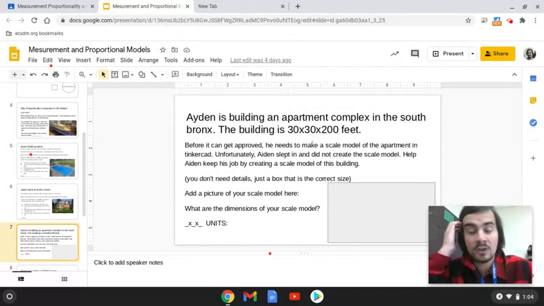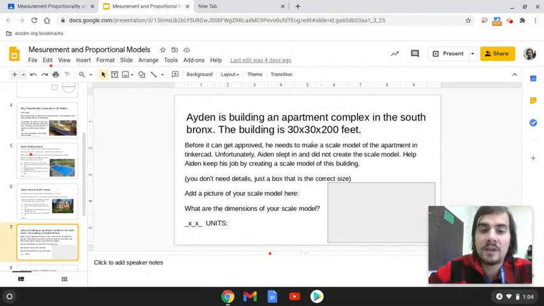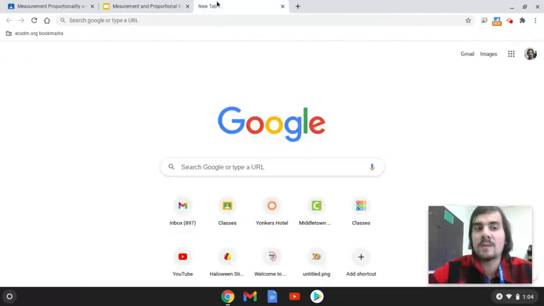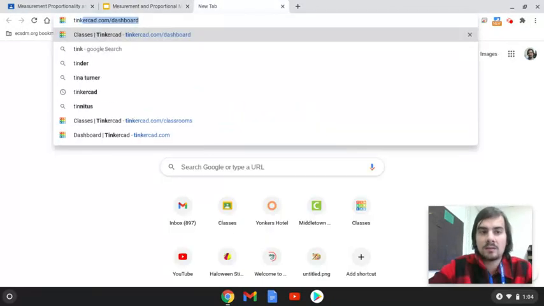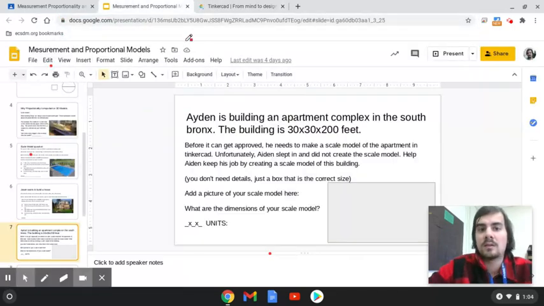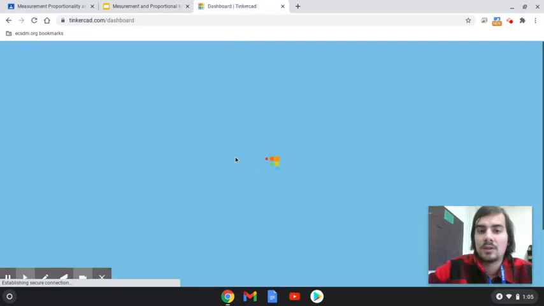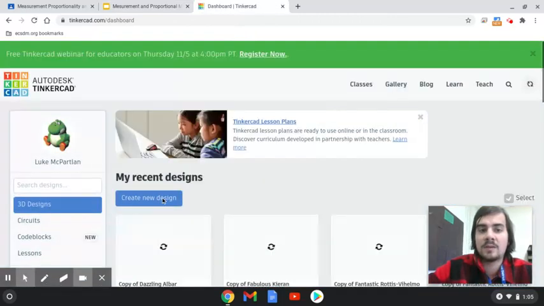That's one of the really good uses of 3D software, 3D design software. So let's make a scale model of this apartment building. So this apartment building is 30 by 30 by 200 feet. We can make a scale model in Tinkercad that's the exact same dimensions, just scaled down. So we could take a box. Let me create a new design.